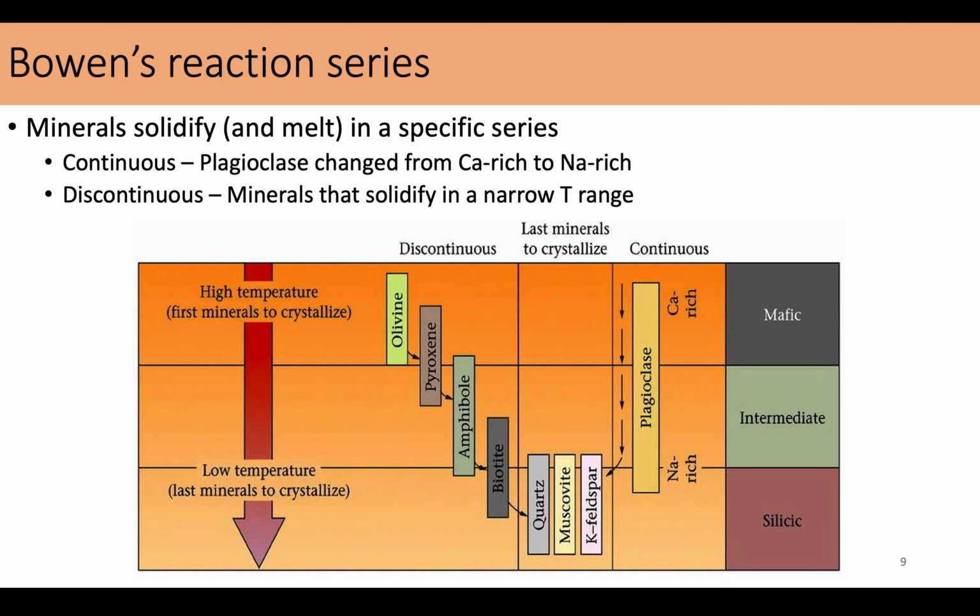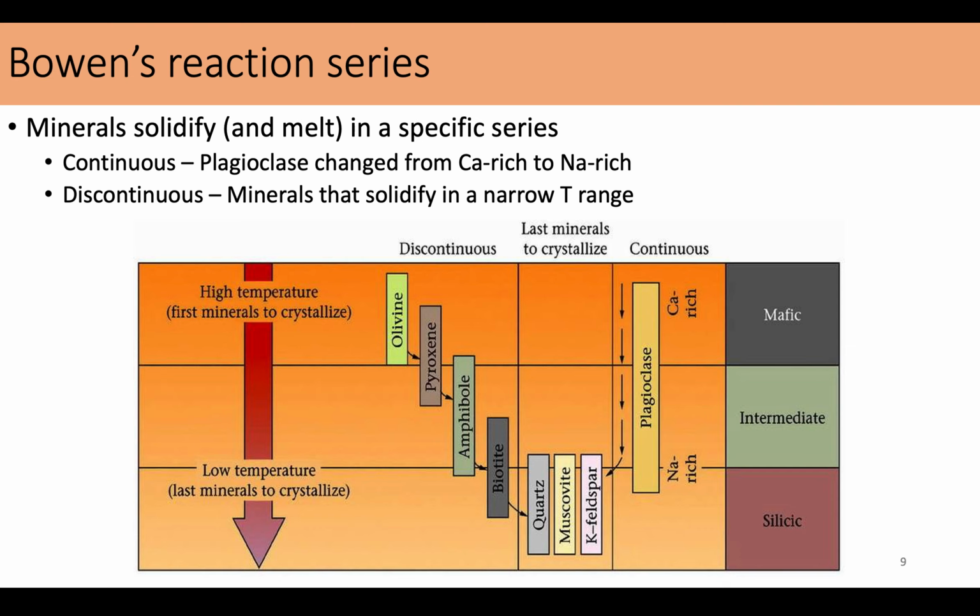The next thing to introduce is called Bowen's reaction series. This is where we're looking at the silica content and the melting temperatures or solidifying temperatures of different types of rock and magma. Minerals solidify specifically in a set order. Minerals will solidify out of a magma that is cooling in a very specific order, or a series.